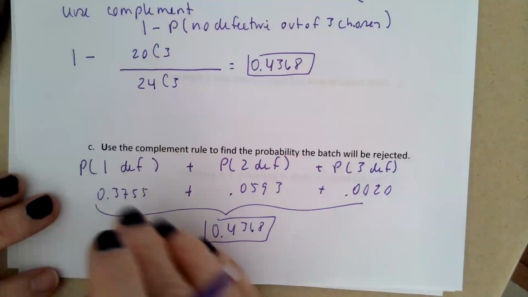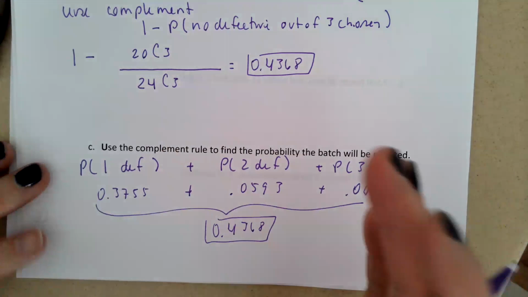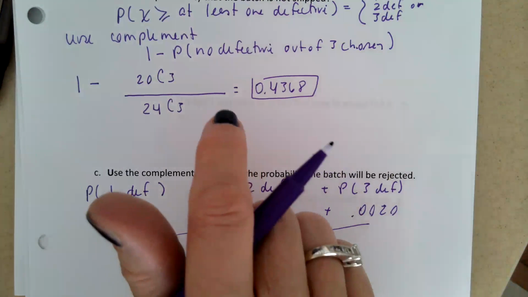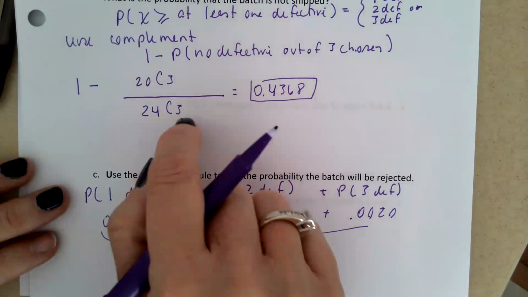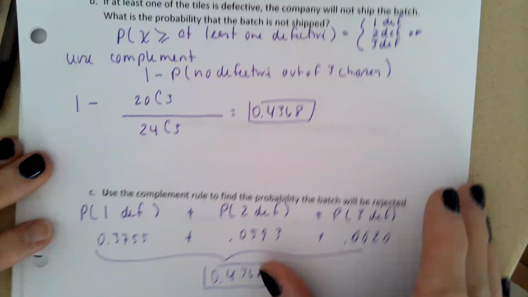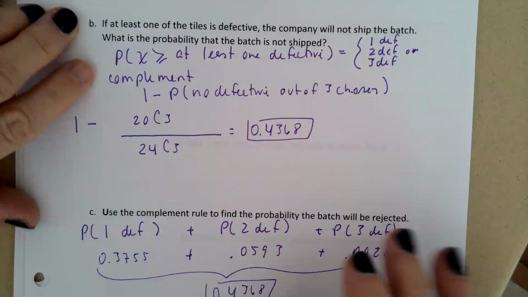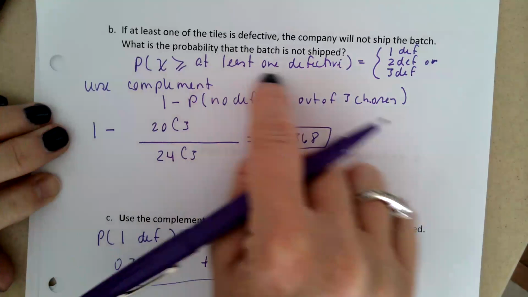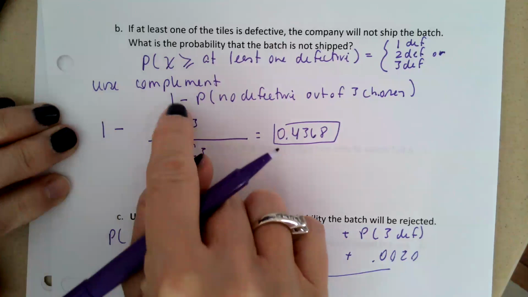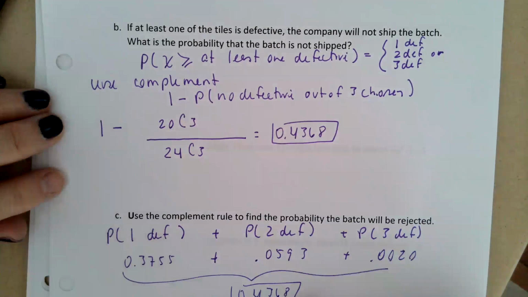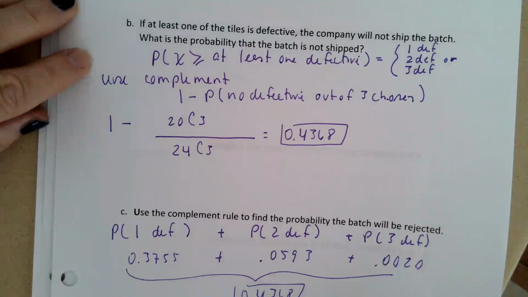When we only have 3 probabilities to find and then add them, it's not that big of a deal. But if we had 5 or 6 or more to find and add, it would be a lot more complicated. So using the complement is the easiest thing to use when we have at least 1. For at least 1 of anything, you use the complement: 1 minus the probability of none of those things. We're going to get a chance to practice with that again.